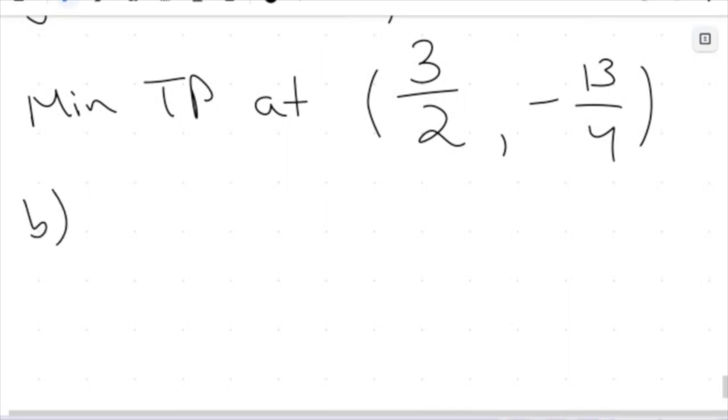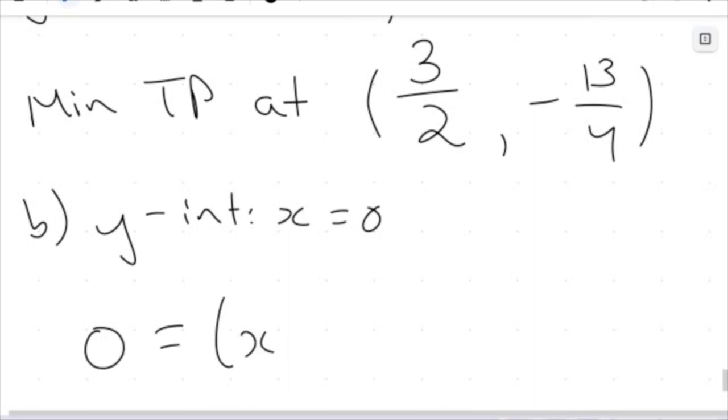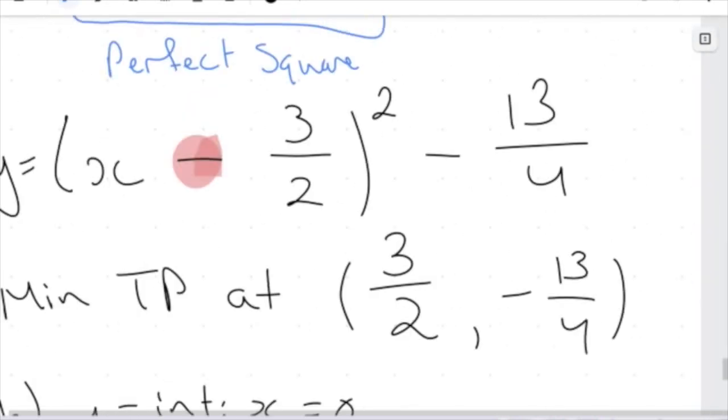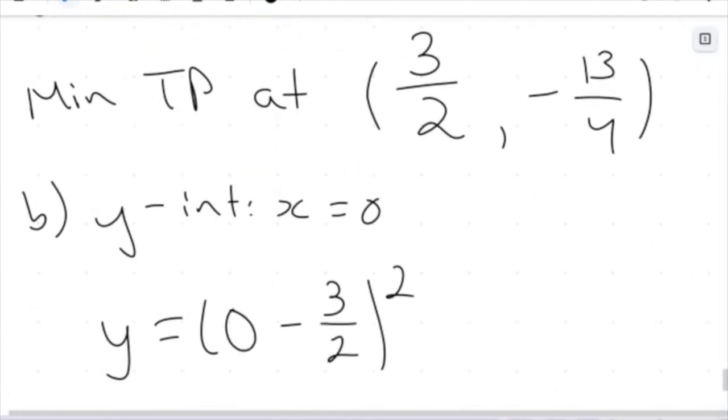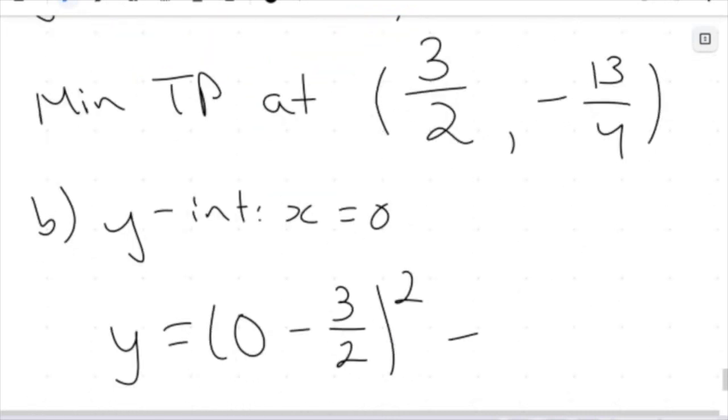Now for part B, we want to find the y-intercept. We get that when x equals 0. So we have y equals 0 minus 3 on 2 all squared minus 13 on 4.